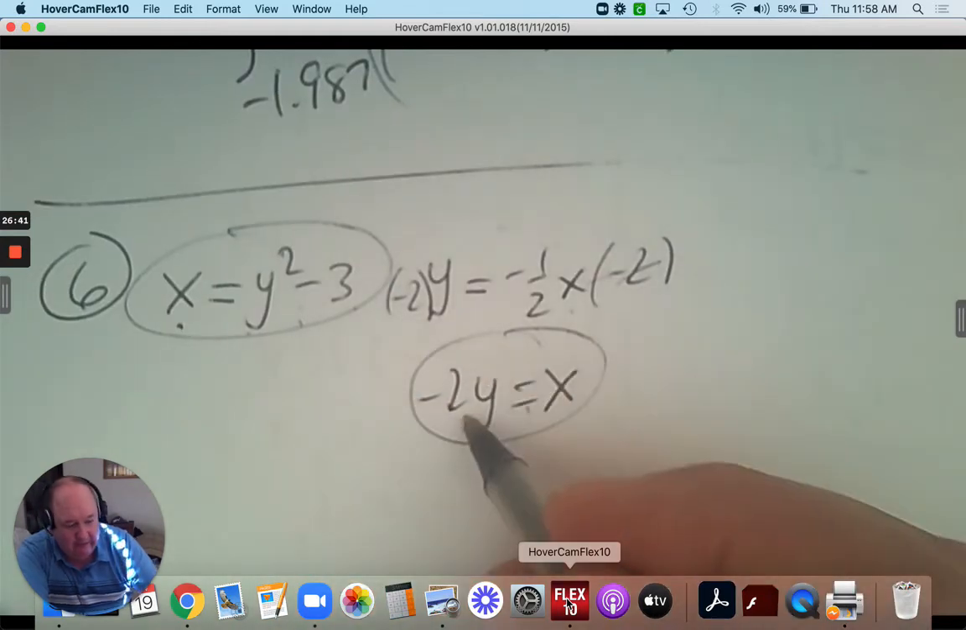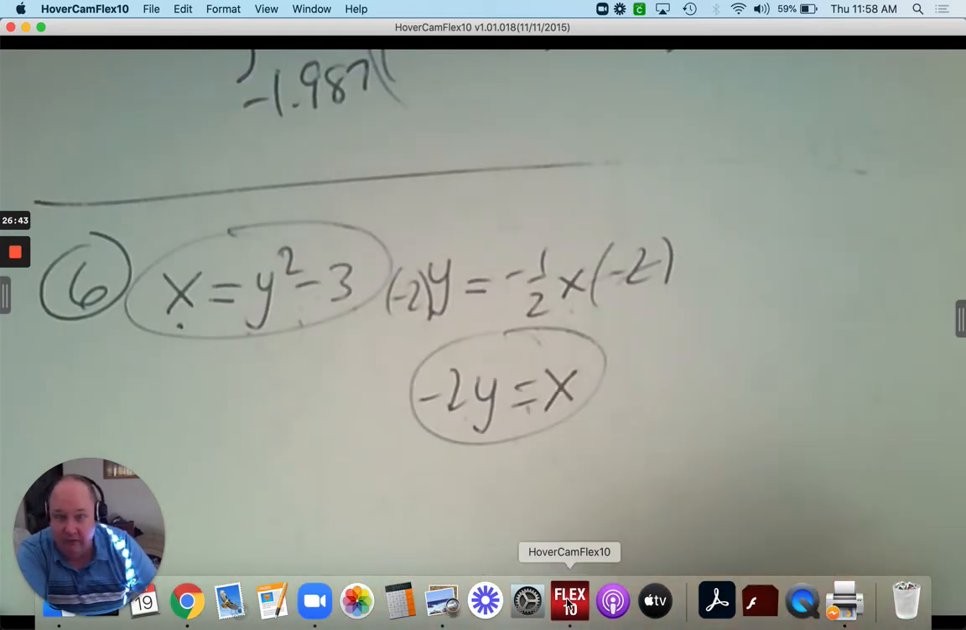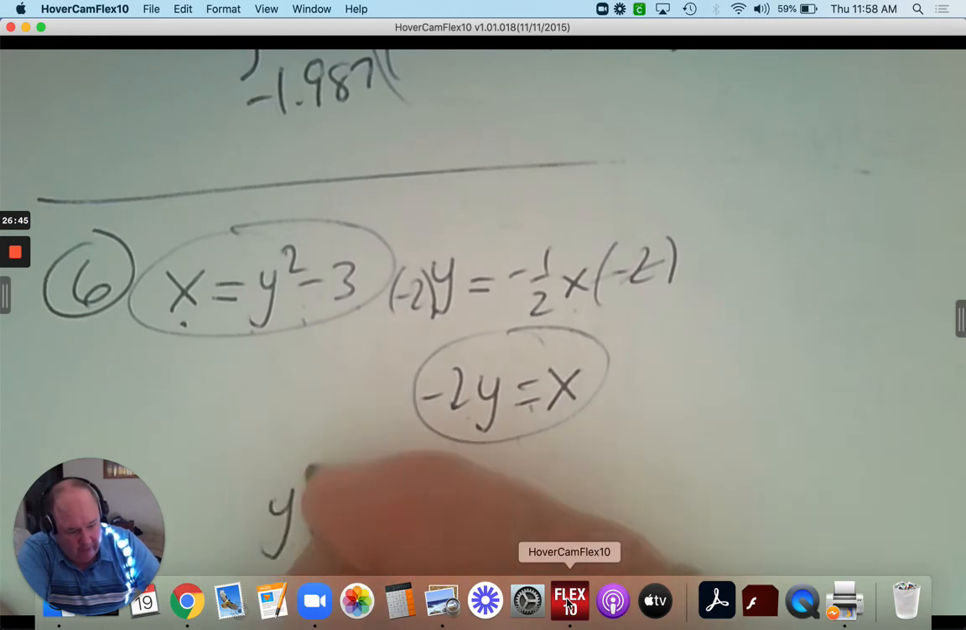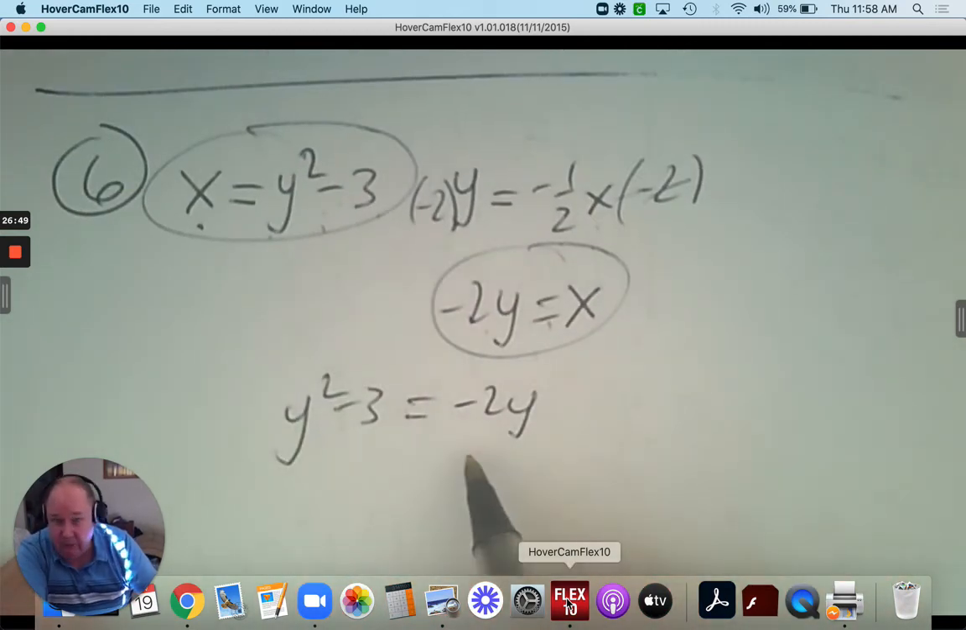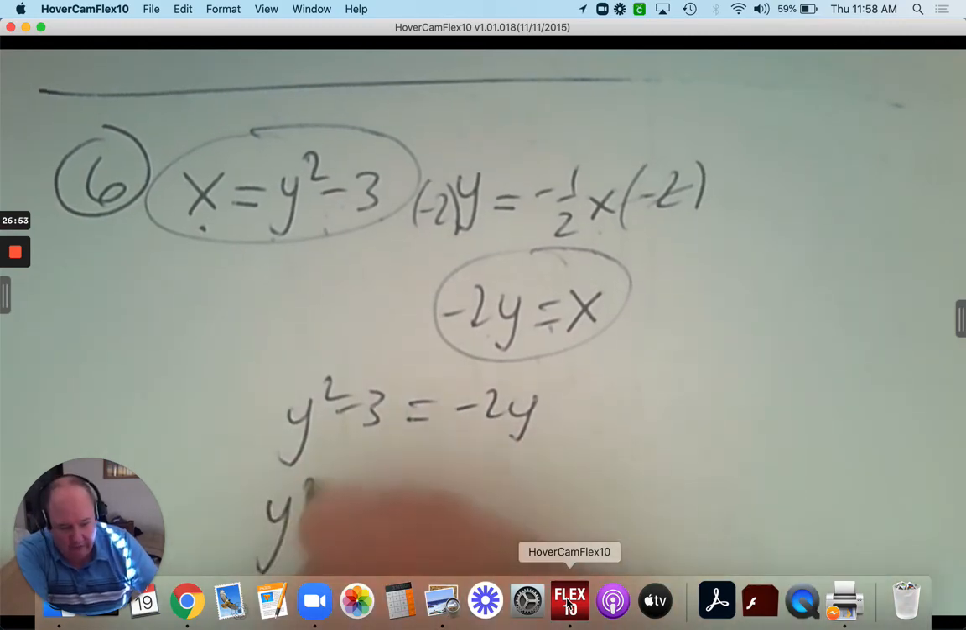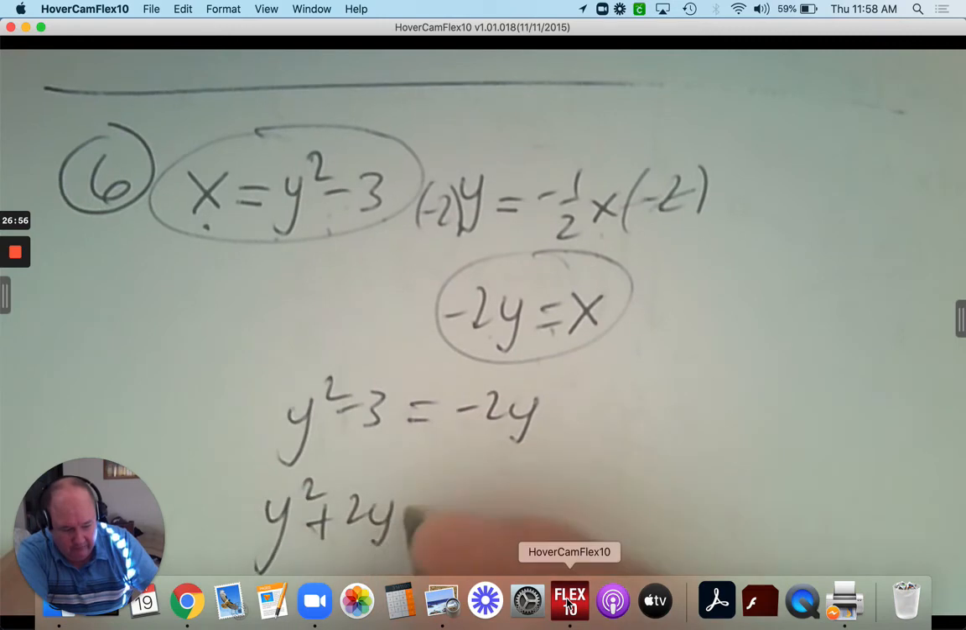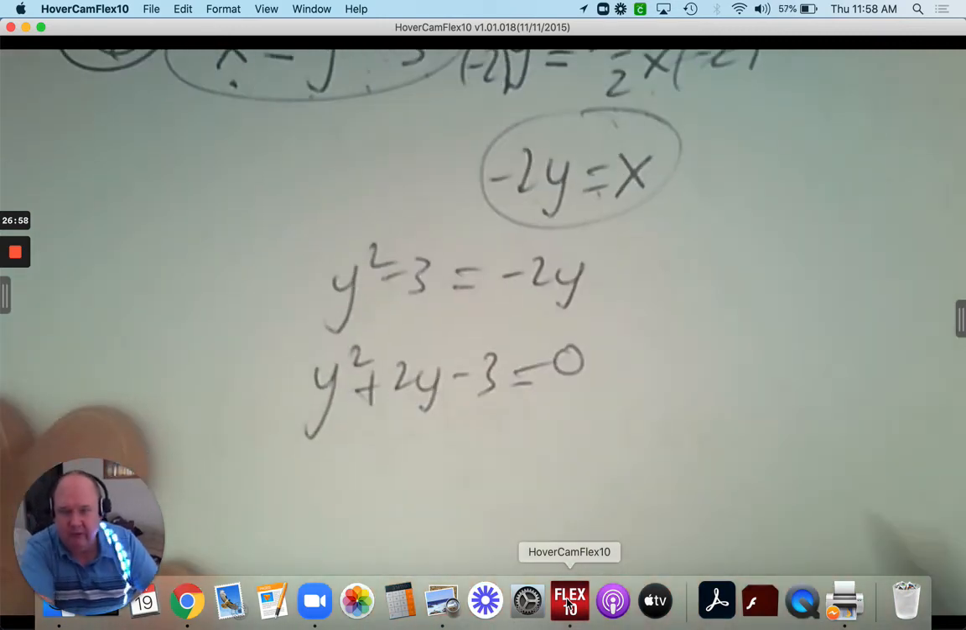So then we can make them equal to each other. We have y squared subtract 3 and negative 2y. We're going to make them equal to each other and solve it. It's a quadratic, so we're going to make it equal to 0 by adding 2y. It's pretty simple to factor.